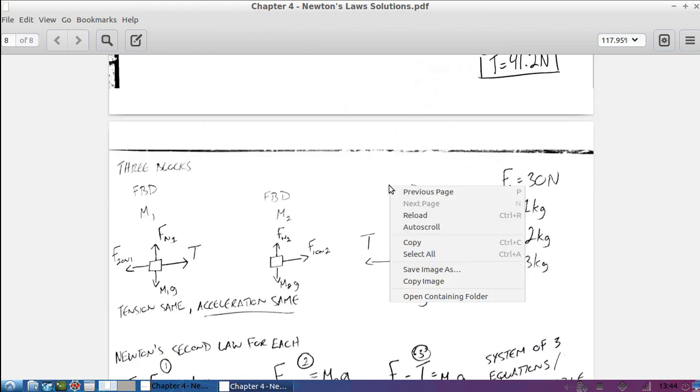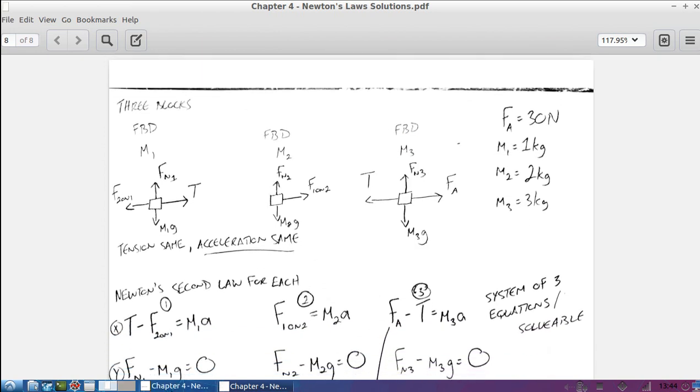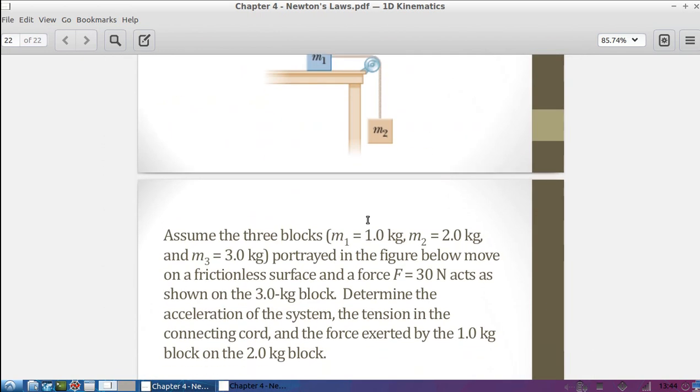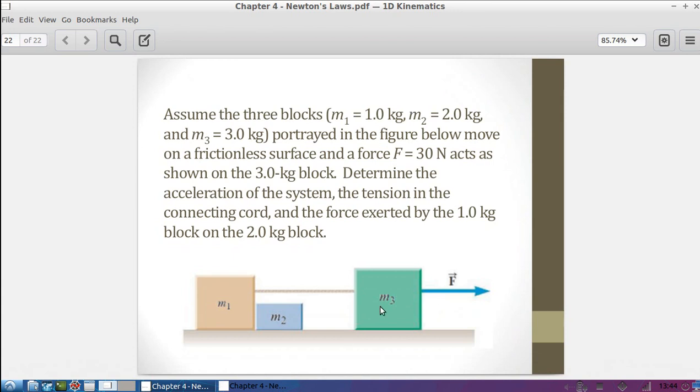Okay, so let's do 3 blocks. Let's do our 3-block system. Very, very similar situation. Fortunately for us, all the objects are moving in the same direction. Okay, so I don't have to change any coordinate systems. So I got 3 blocks, 3 nice masses, 1 kilogram, 2 kilograms, 3 kilograms. Okay, there's an applied force acting on M3. This is my applied force vector. It's being applied to the 3 kilogram block.